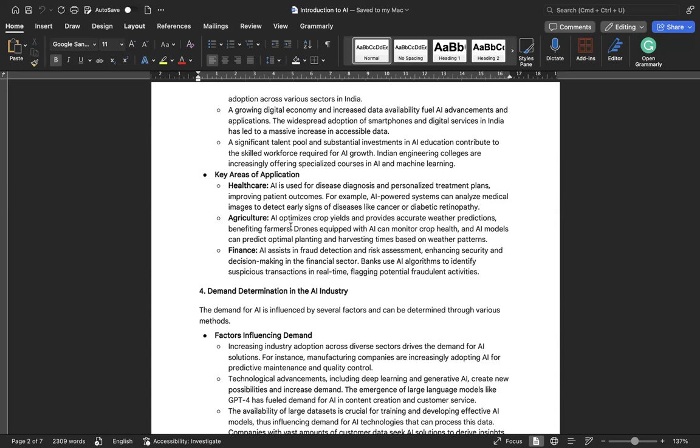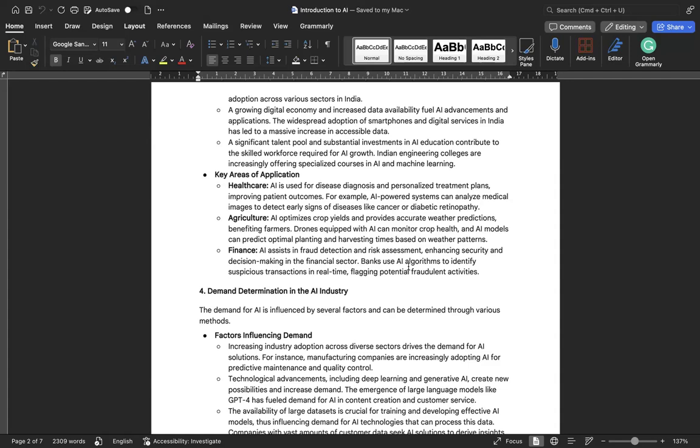So in Sri Lanka now, in the healthcare area as well as the agricultural area, there is some ongoing research, and researchers do this kind of research in all these domains. For agriculture, AI optimizes crop yields and provides accurate weather predictions, which benefits farmers as well. Drones equipped with artificial intelligence can monitor crop health, and these artificial intelligence models can predict optimal planting and harvesting times based on weather patterns as well.